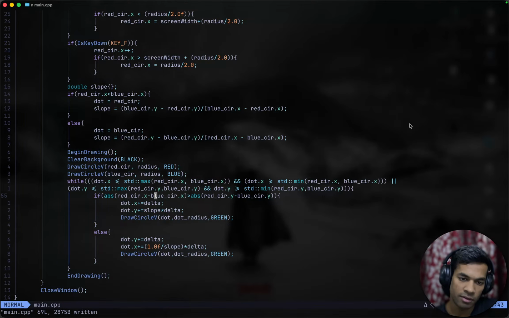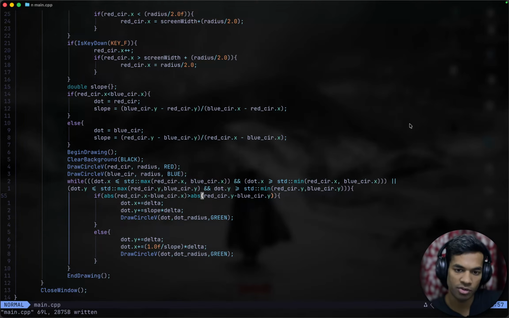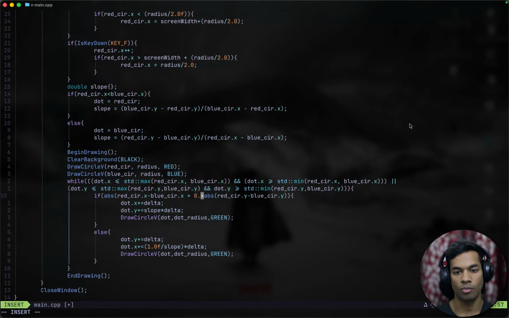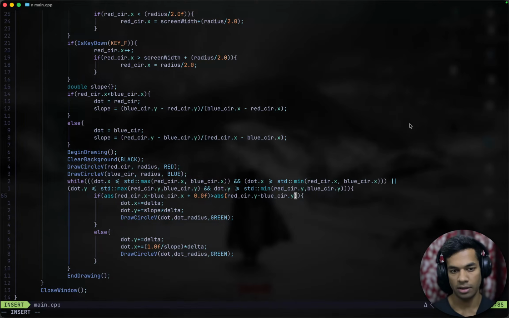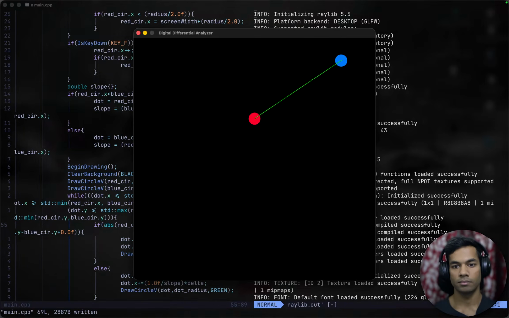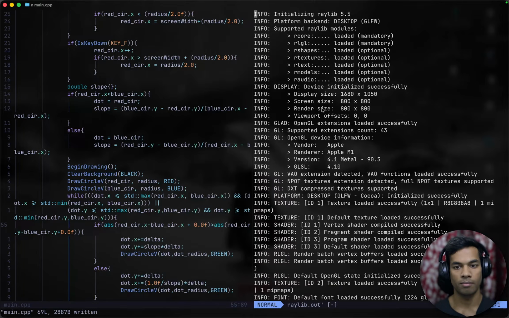This is how much space is in the x direction, and this is how much space is in the y direction. And wait, is this like float? 0.0f. Was it a float mistake? No, no, no. It is not a float mistake.